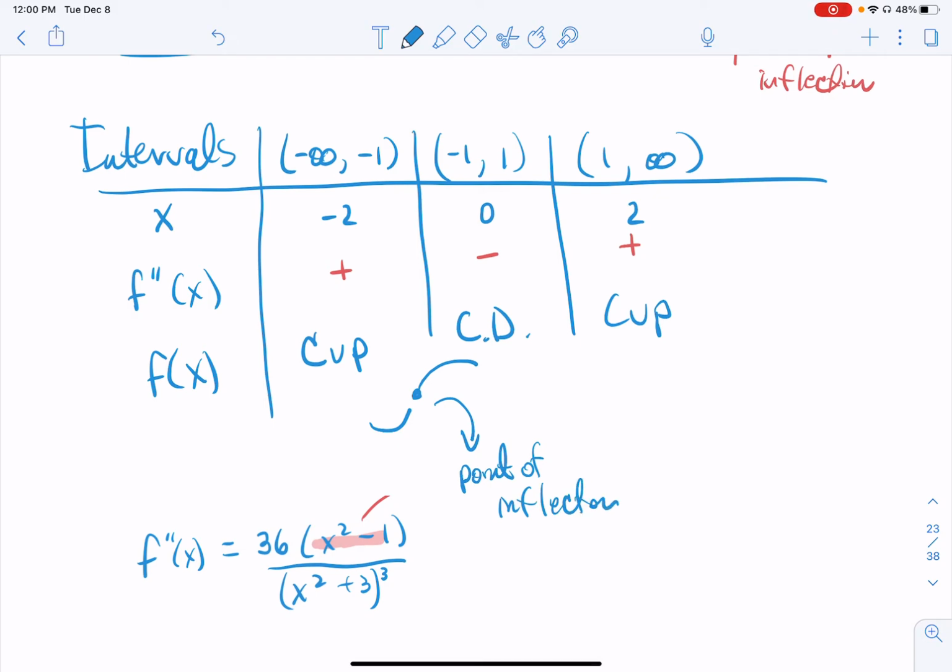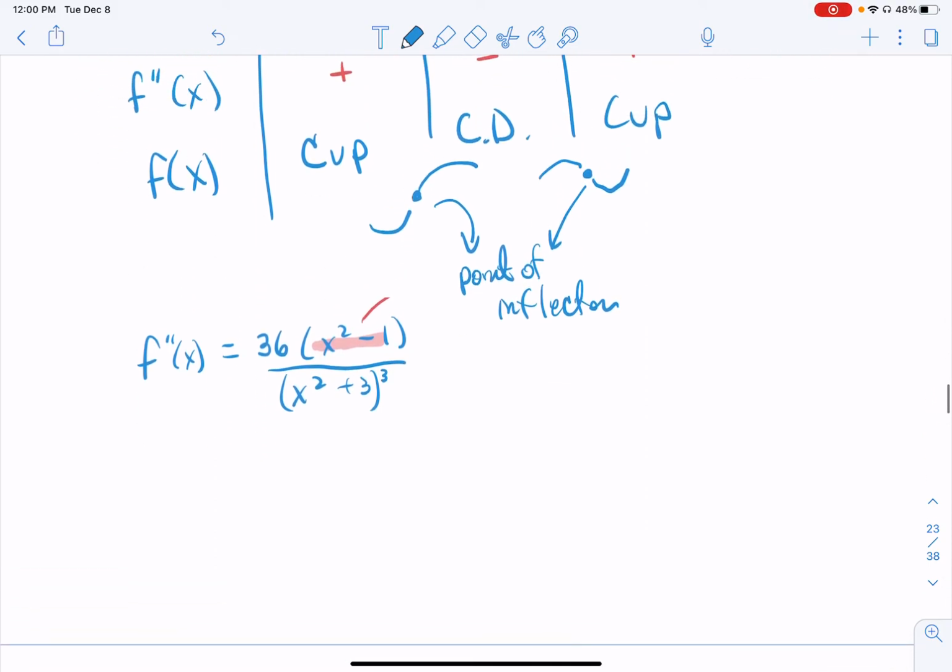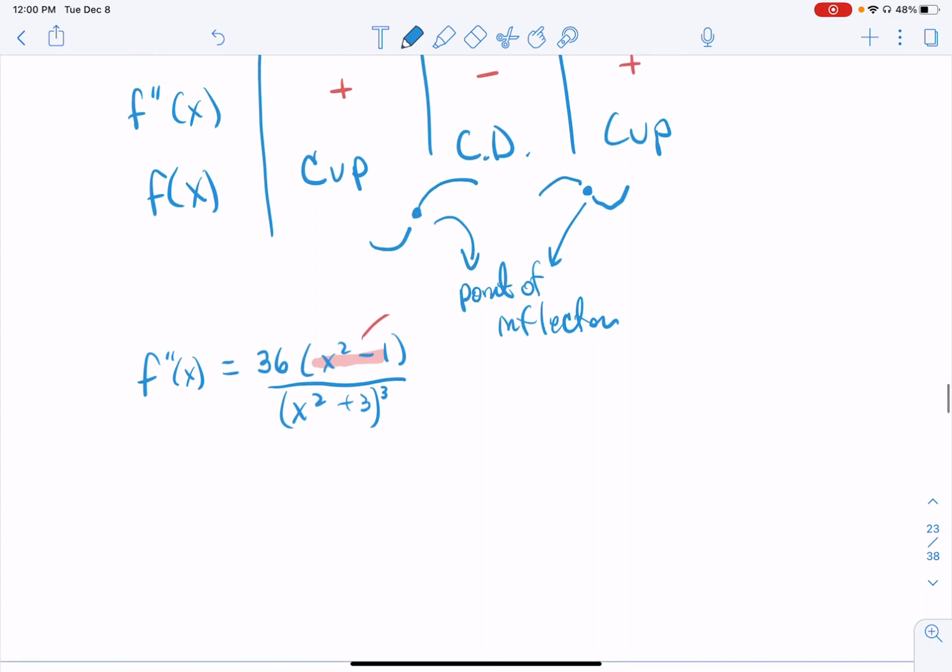Okay, and then we have concave down, and it transitions to concave up, and we have ourselves another point of inflection. So both of the supercriticals that we found were, in fact, points of inflection. All right, so let's say, for example, I needed to justify this on the AP exam. How would I justify stuff?